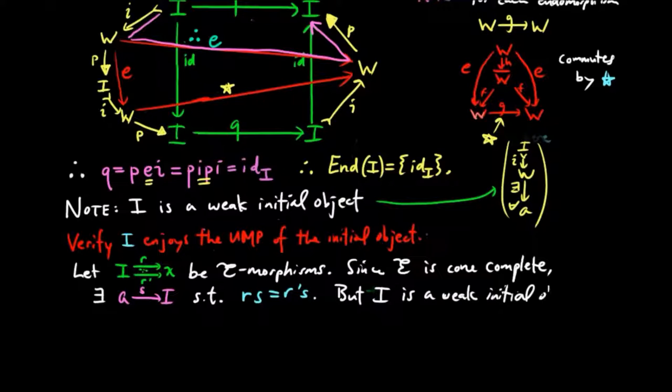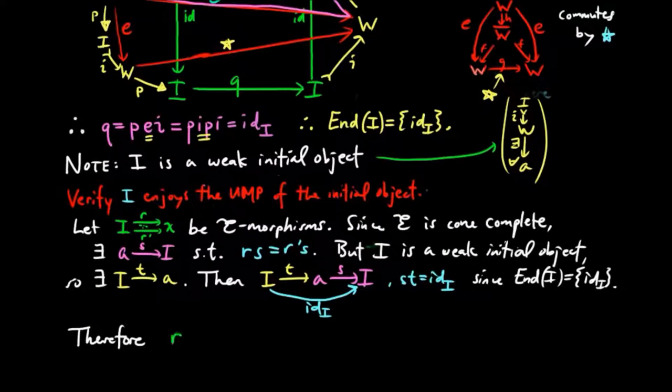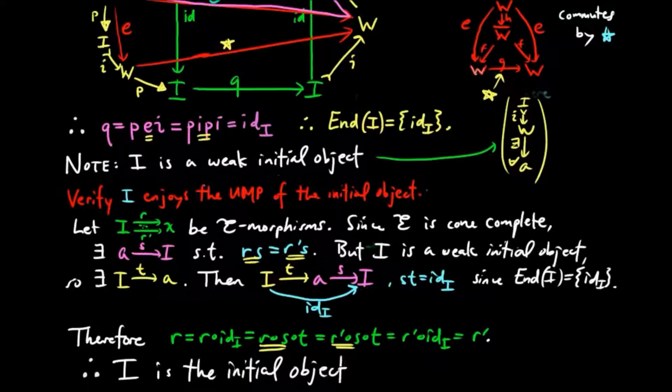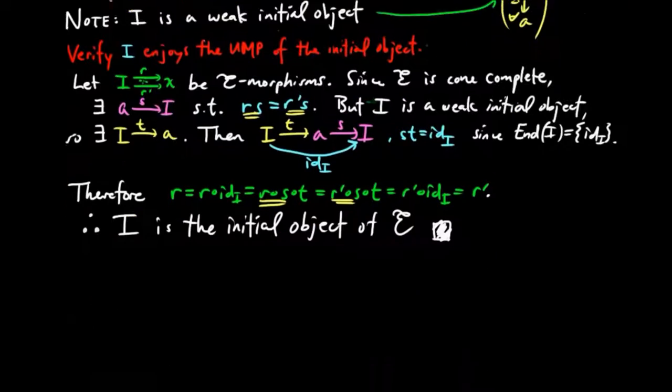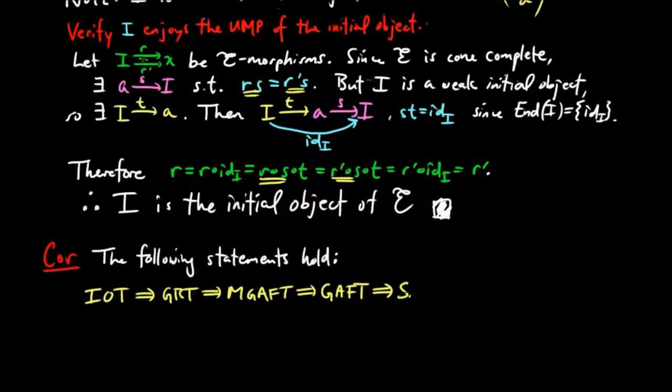But I is weak initial, which gives us a morphism T from I to A. Then by composition, we have ST is equal to identity on I, since the I endomorphism monoid is trivial, as we have shown above. So we have R is equal to R precomposed by the identity, which is equal to RST, and this is equal to R prime ST, which again is equal to R prime since ST is the identity. And therefore I enjoys the universal mapping property of the initial object of E, which completes the proof. So as a corollary, we obtain all the previous adjoint functor theorems, as well as the general representability theorem.